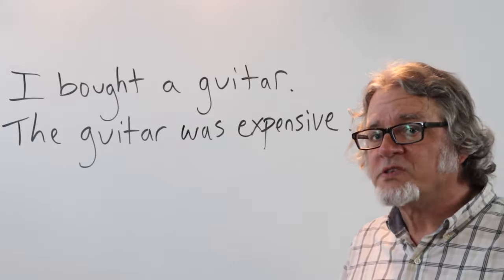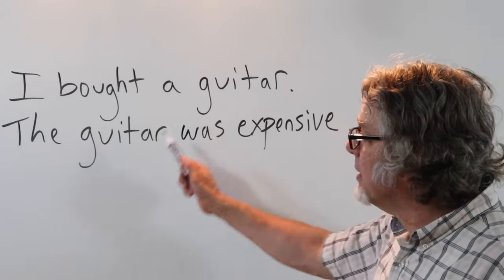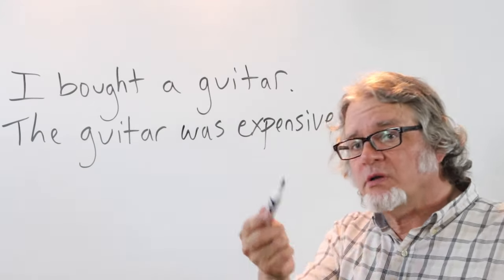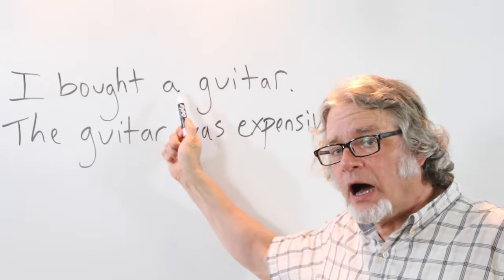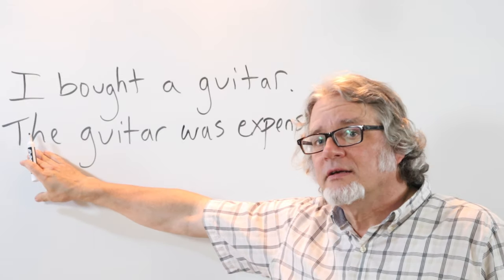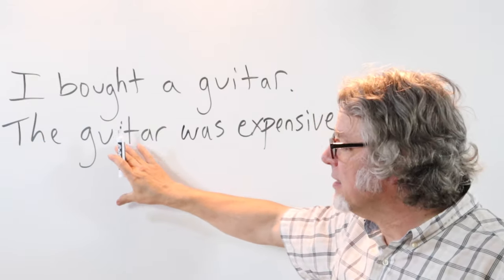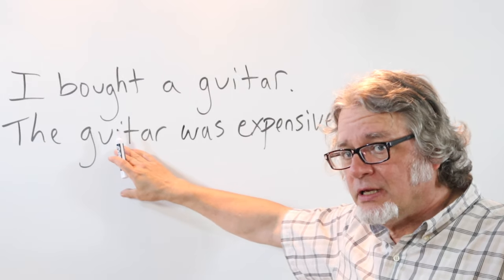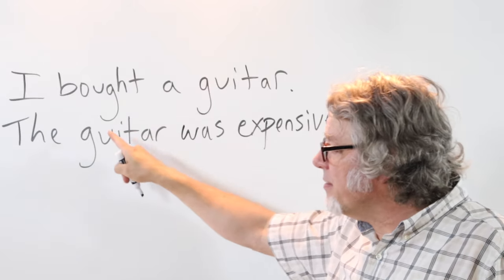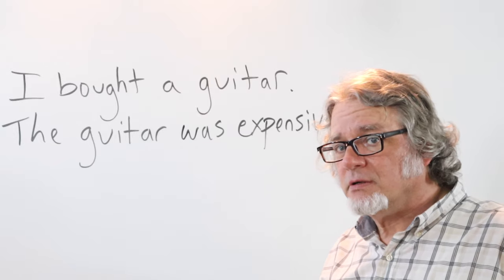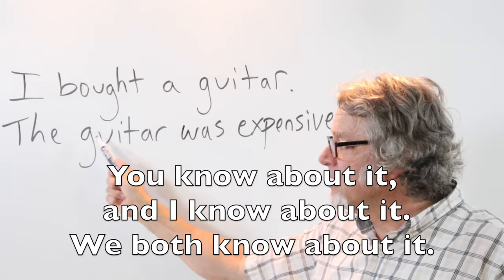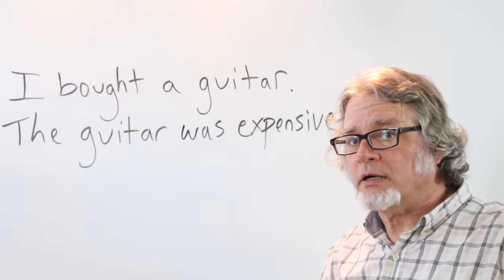Use a for something you mention the first time. I bought a guitar. So in a conversation between you and me, I say that I bought a guitar. Following that, I can say the guitar. This is the second time I mention this in the conversation. So now you and I both know what I'm talking about. The guitar was expensive. We both know about it, and so I want to use the guitar.